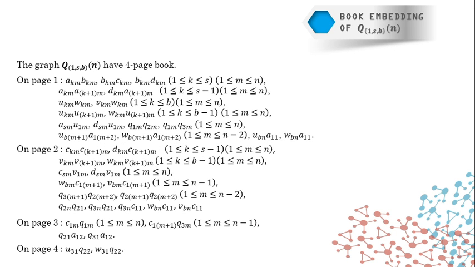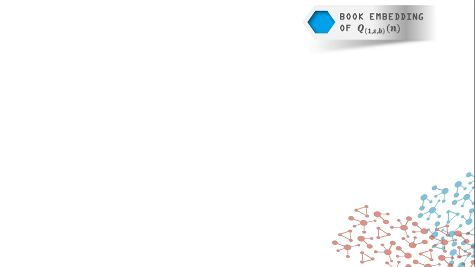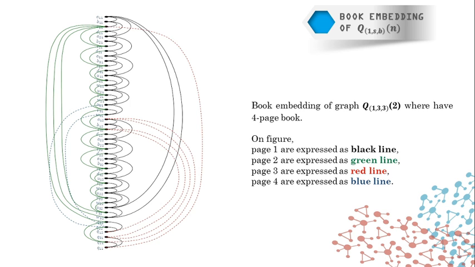And the next step, the graph Q1SBN is embedded into the book. When the graph Q1SBN is embedded into the book, the graph has a 4-page book. And this is an example of book embedding of graph Q1332, which has a 4-page book.